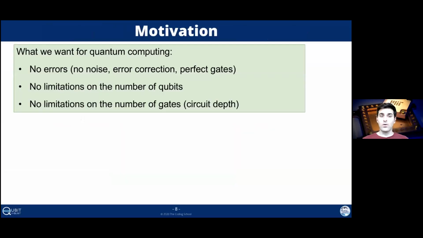So what we want for quantum computing is, as I mentioned earlier, no errors, and that could be no noise, or error correction and perfect gates. We want no limitations on the number of qubits that our device has, since we want to be able to run any instance of any algorithm that we want, and we want no limitations on the number of gates that we can execute. Sometimes the number of gates that we can execute is referred to as the depth of the circuit, or circuit depth. This goes back to having perfect gates, so the third condition I have laid out here is essentially equivalent to having perfect gates.